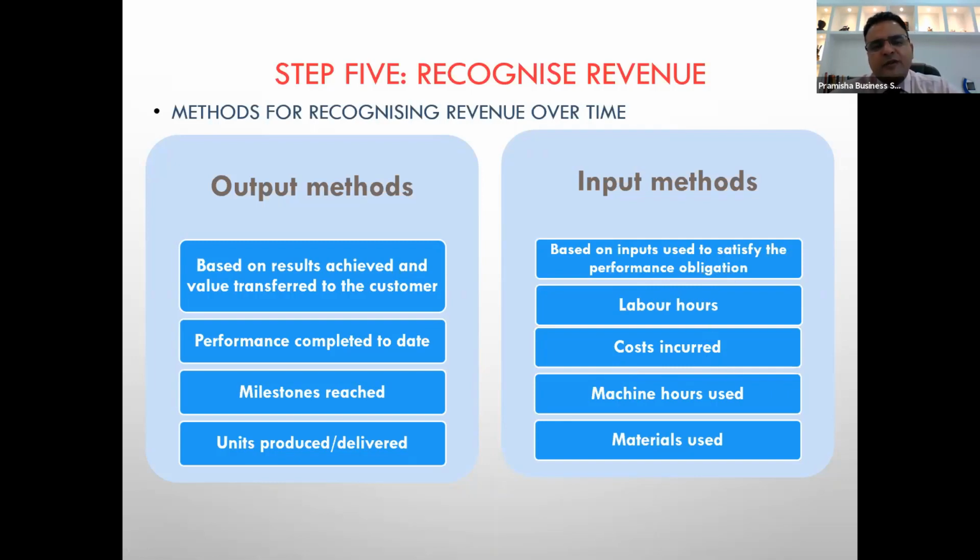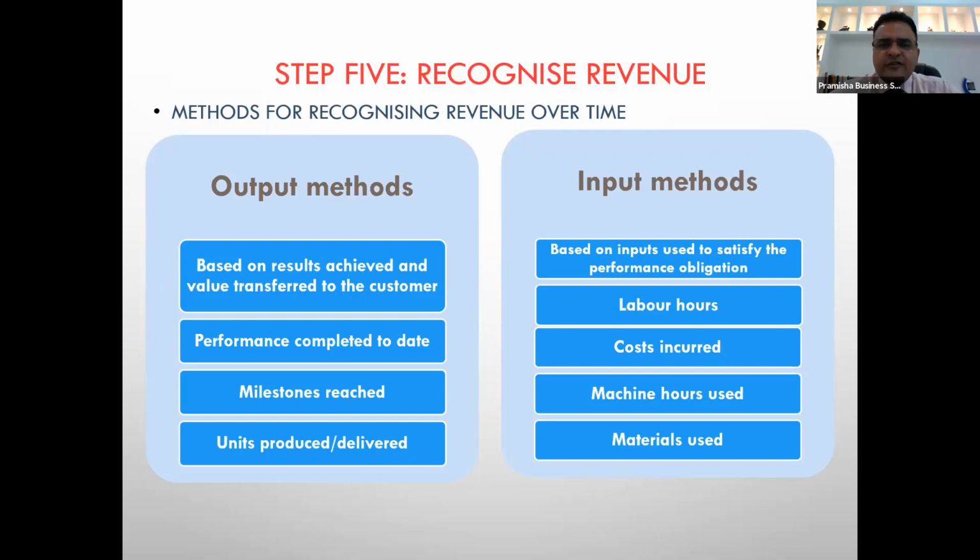The total labor hours to be worked on the project, like 50,000 labor hours. We have completed 10,000 labor hours, so we can say 20% work is complete. Machine hours to be used, if it is machine driven work, then total machine hours, 60,000 machine hours required, and we have completed 20,000 machine hours.